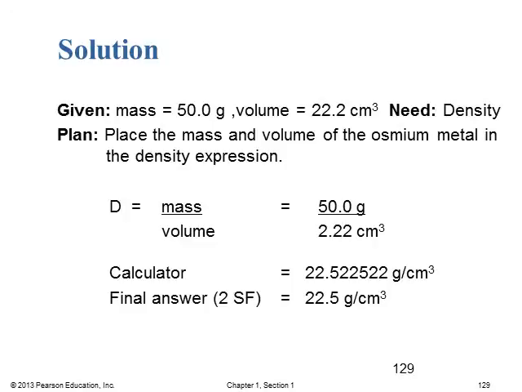And so we then can just use the formula that they give us, mass over volume, 50.0 grams over 2.22 cubic centimeters. They both have 3 significant figures, so we're allowed to report 3 significant figures. When we plug that into our calculator, we get 22.522522 grams per cubic centimeter. But because we are only allowed to report 3 significant figures, I don't know why it says 2 in the PowerPoint, but that's incorrect. It's 3, so it's 22.5 grams per cubic centimeter.